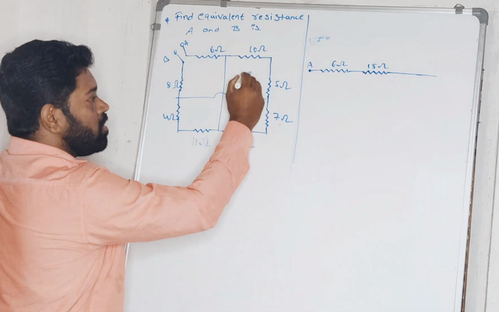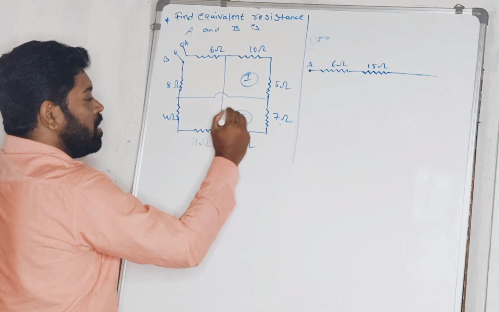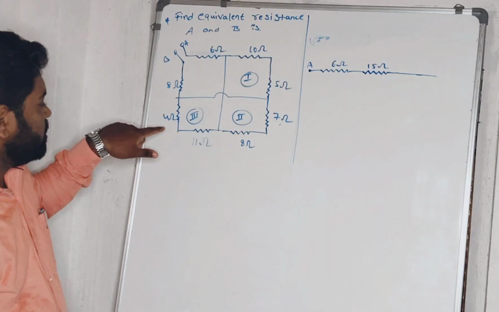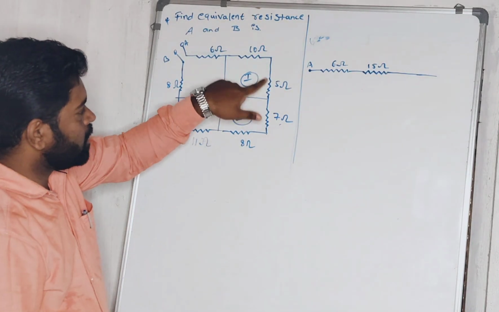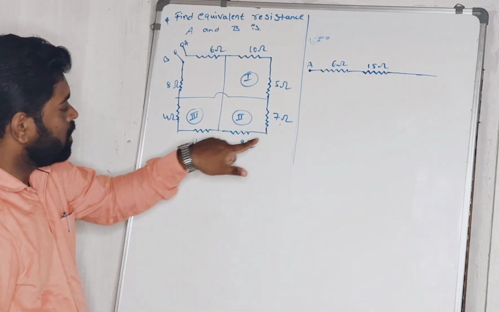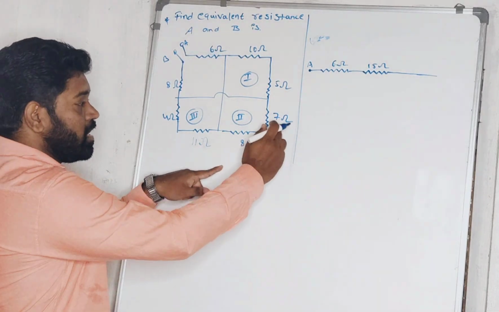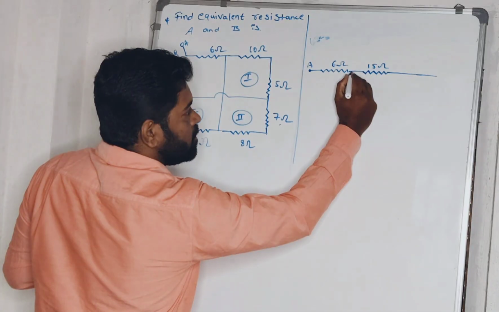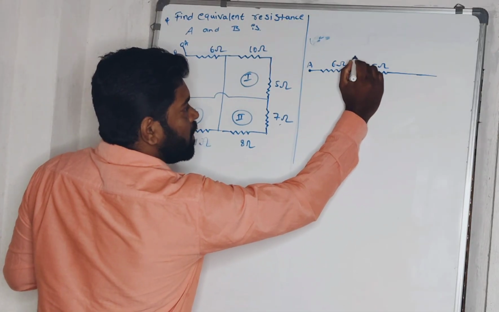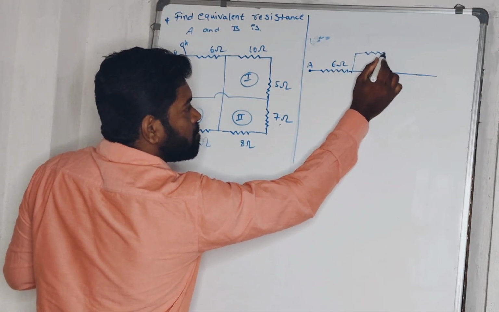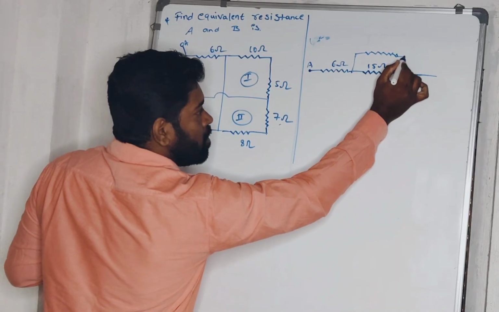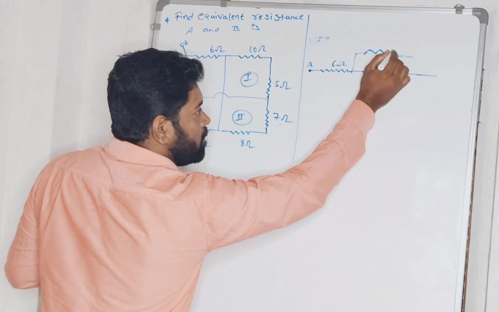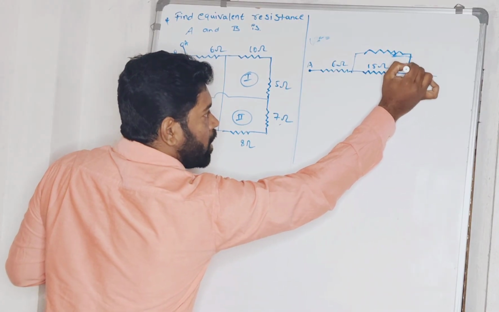This is the first part, this is the second part and this is the third part. Understand? First part, 10 plus 5, 15 ohms, and the second part, 7 plus 8, 15 ohms. Both are in parallel. So here you can write, both are in parallel but they are connected at the other end, B.